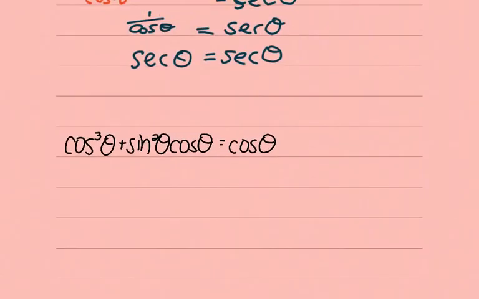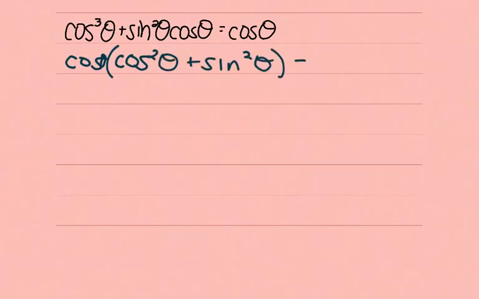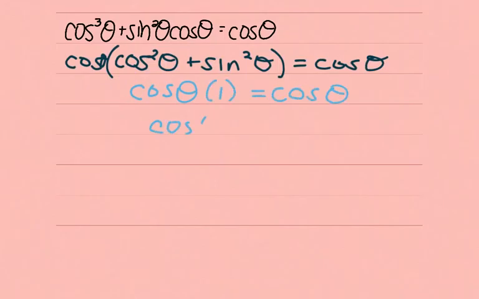Okay, let's look at the next one. All right, so it says cosine to the third plus sine squared times cosine equals cosine. Take out a cosine. So cosine theta would leave cosine squared plus sine squared. Now what? Cosine squared plus sine squared is 1. And then cosine equals cosine.